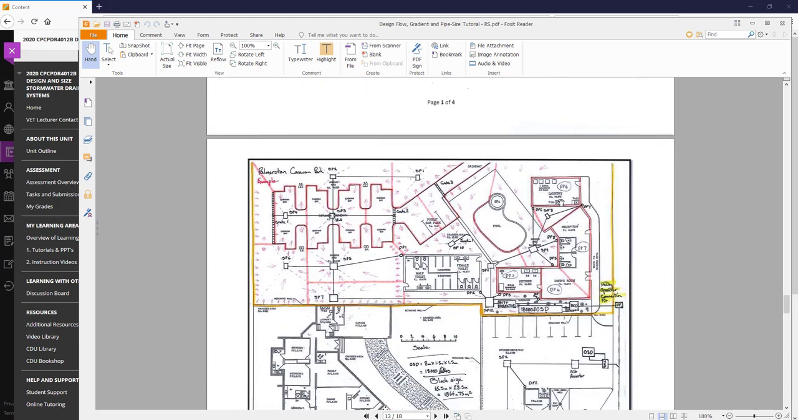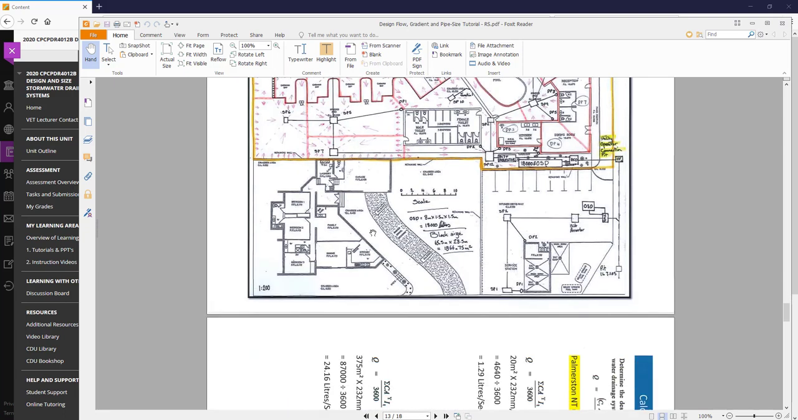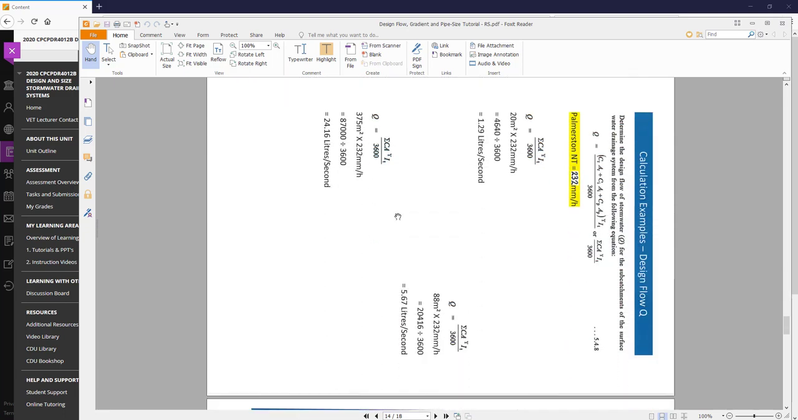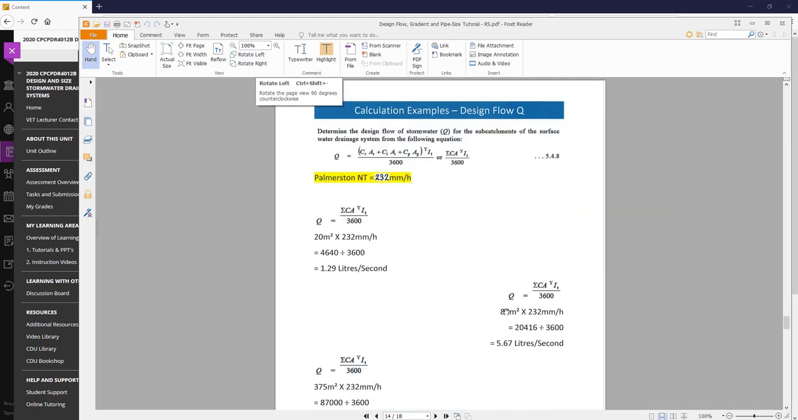And this is just another look at that same drawing again where I broke the zones off. You can see how the zones all flow to whichever pit the arrows go. And now I'm going to show you how you work out your design flow. So we'll rotate left for a minute.